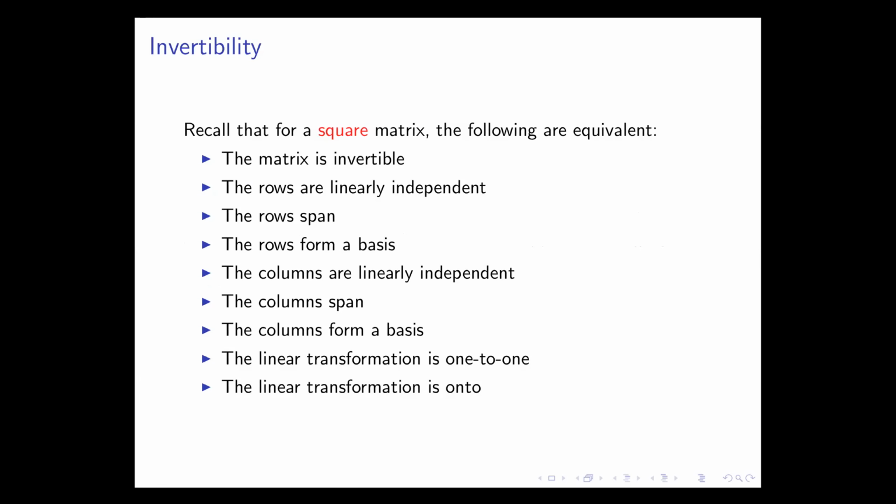Now, in connection with invertibility, if you have a square matrix, so when R is equal to C, then the following statements are all equivalent. The matrix is invertible, rows are linearly independent, rows span, rows form a basis, and the same with columns. So columns are linearly independent, the columns span, columns form a basis, it's a one-to-one transformation, and it's onto. Remember that the last two statements mean that there is an isomorphism.